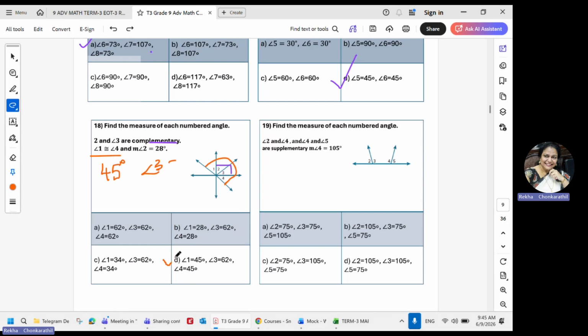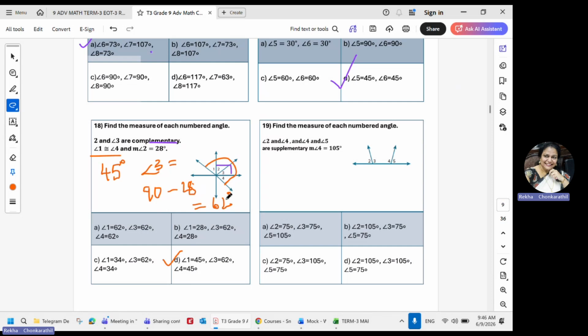45, 45, 62. Option D will be the right answer. How did you get angle 3? It is 90 minus 28, which is 62 degrees.